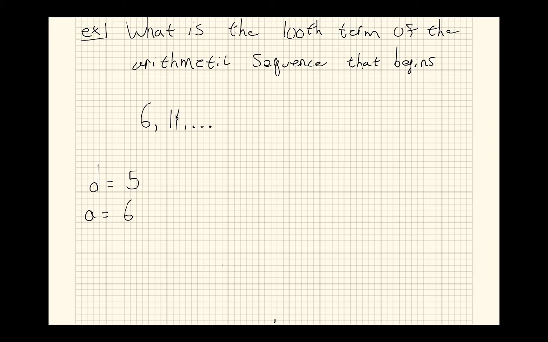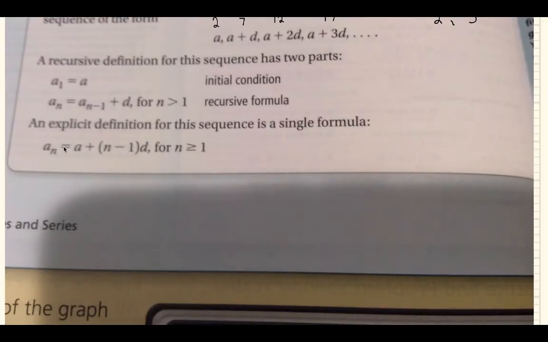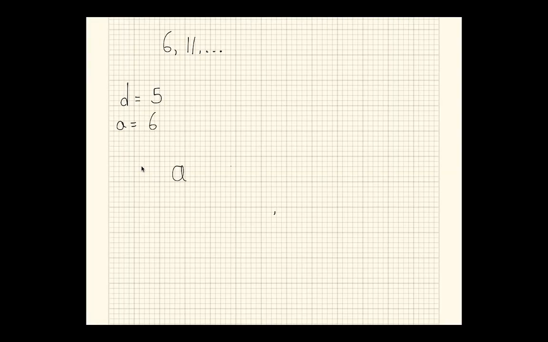So if we want to find the 100th term, what we're going to use is that explicit formula that we had at the beginning, this guy here. a sub n is equal to your first term plus the n minus 1 times d. That's going to be how we find our nth term. So let's go ahead and plug that in. So a sub 100, or my 100th term, is equal to 6 plus 100 minus 1 times 5.